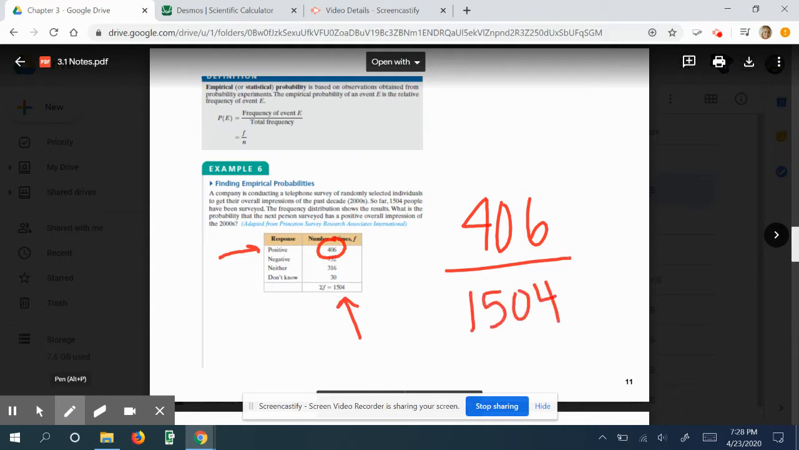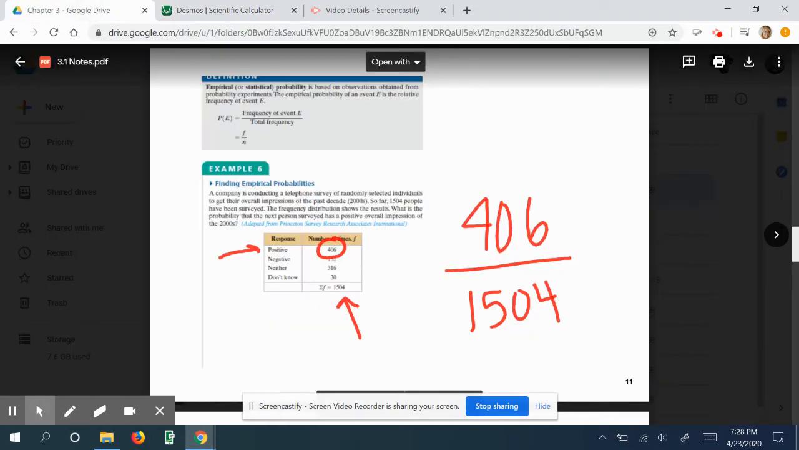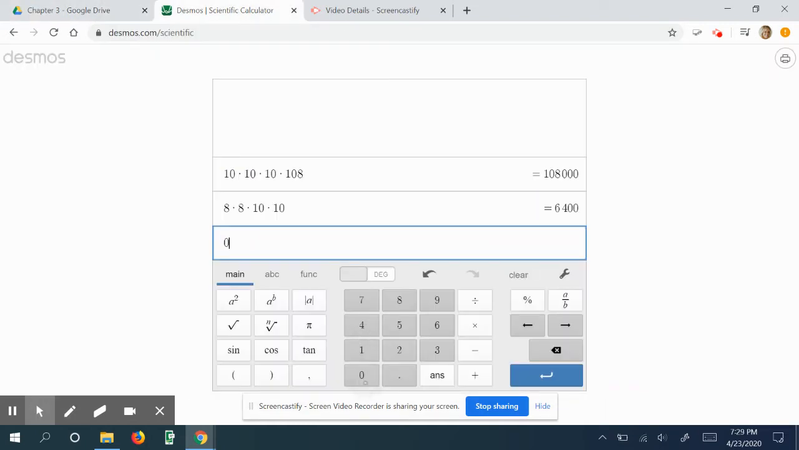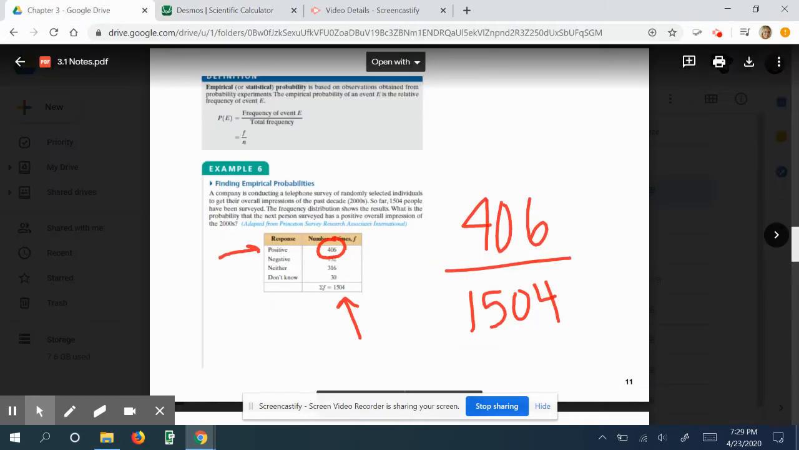1,504. Now you probably can see I can take out at least a 2. And so what we're going to do to make this easier to simplify is we can go to our graphing calculator and we can actually do 406 divided by 1,504. And when I change that, it's really just taking a 2 out. And so I get 203.